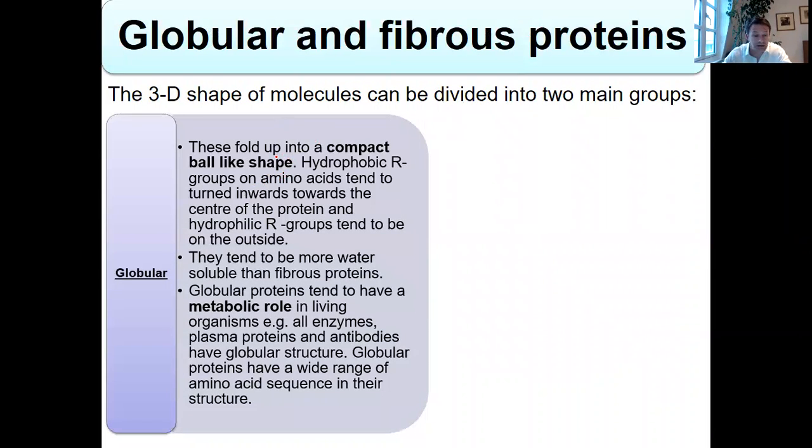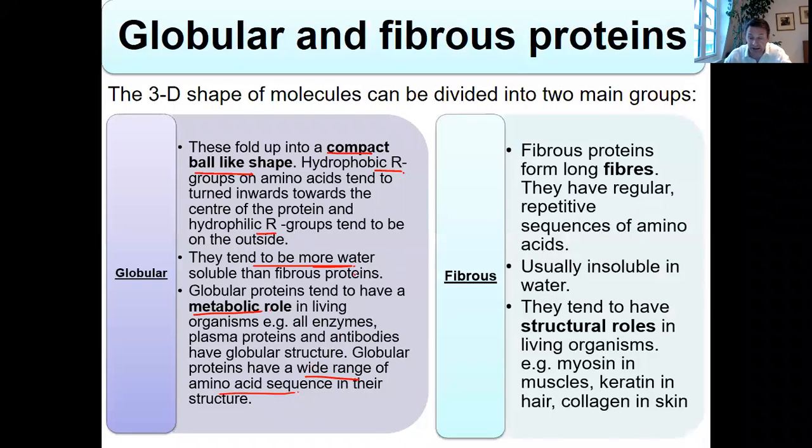So globular proteins fold up into a compact ball-like shape. So the hydrophobic R groups tend to fold inwards. The hydrophilic tend to fold outwards. They're more soluble in water. Globular proteins tend to have a metabolic role, and they have a wide range of amino acids in their structure, whereas fibrous proteins have regular repetitive sequences, therefore they form long fibers, usually insoluble, and tend to have a structural role because they form long fibers because of the long regular arrangements.